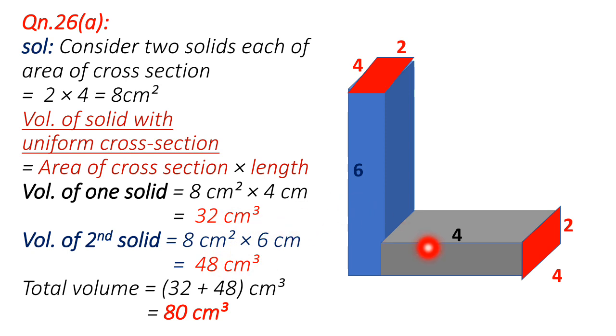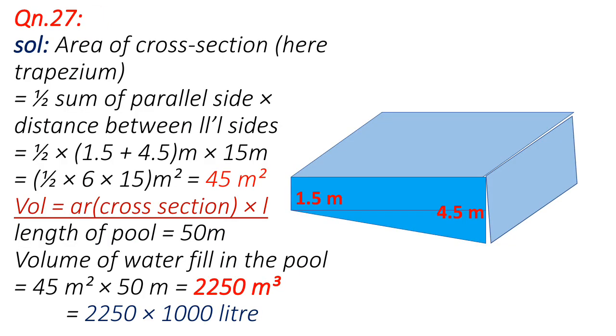So just add those. The total volume is given. See the second last line. Total volume is 32 plus 48 centimeter cube, and that will give 80 centimeter cube, and that will be the answer, correct. This is the volume of that given solid. Now I have skipped bit B and bit C for question number 26, because here I have solved question number 27. See this solution, you will get the idea, and you can solve those two bits for question number 26.